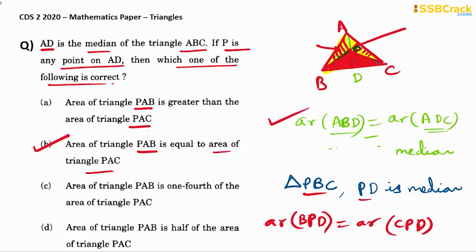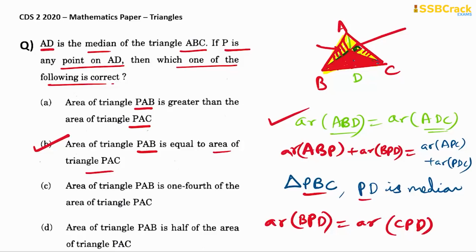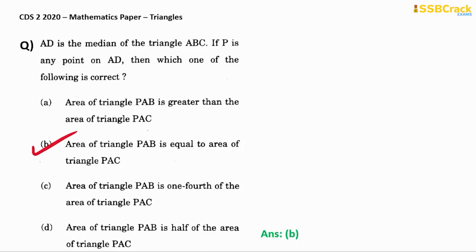Let me write that statement for you here. For this triangle ABD we have the sum of the area ABP with the area of BPD, and on the right hand side for ADC the addition of two areas, that is APC with PDC, out of which we noted that BPD equals CPD, so this cancels. So we could see that the area ABP is the same as APC, which is nothing but the area PAB is the same as PAC. So the right key for this question is option B only.